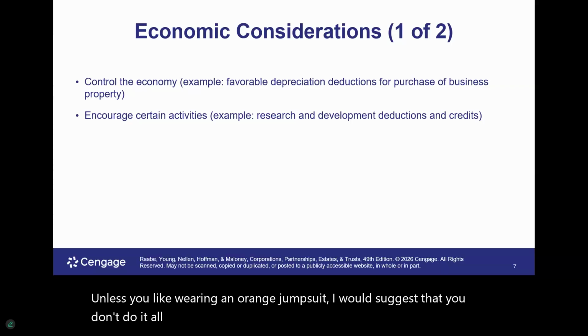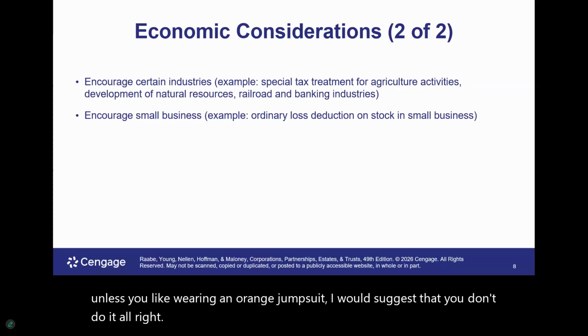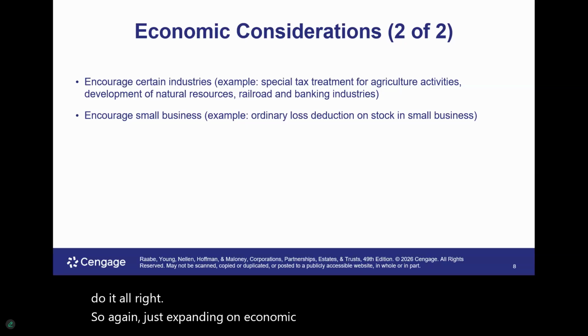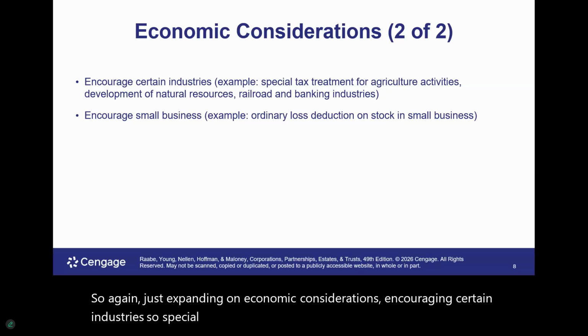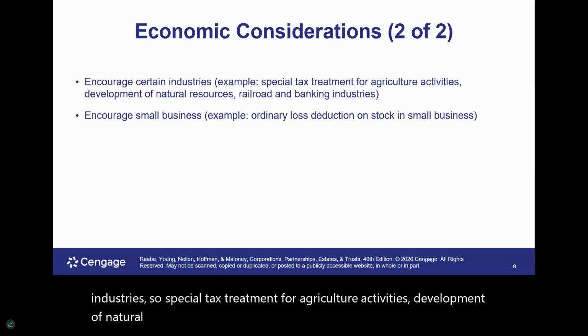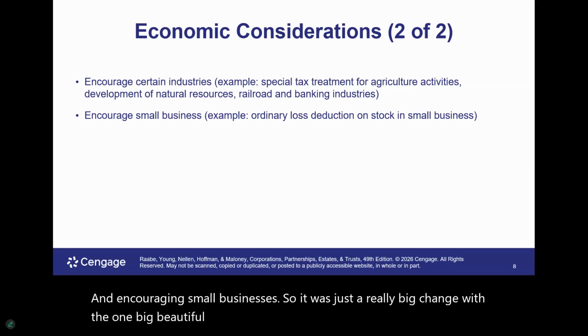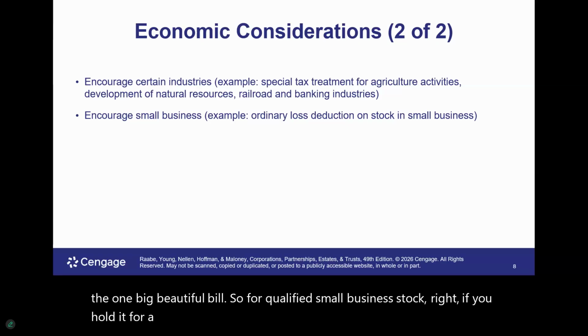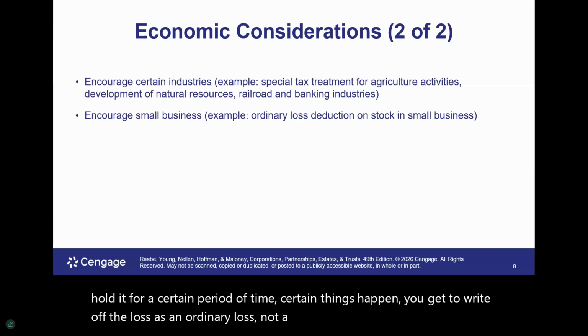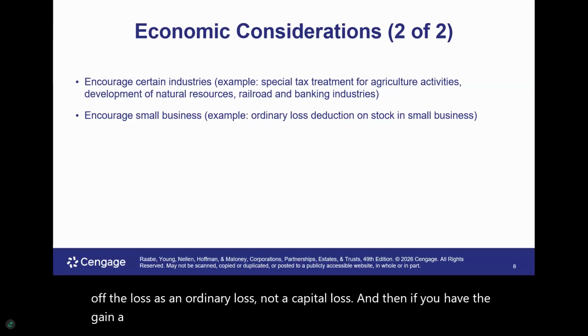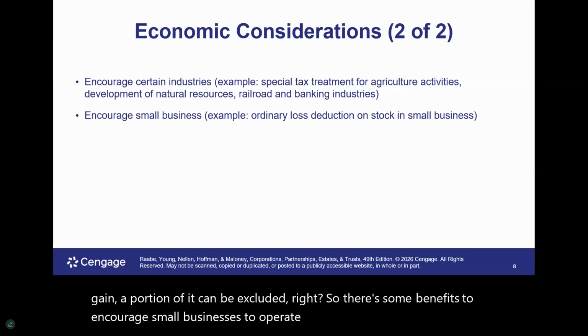All right. So again, just expanding on economic considerations, encouraging certain industries: special tax treatment for agriculture activities, development of natural resources, railroad and banking, and encouraging small businesses. There was just a really big change with the One Big Beautiful Bill. For qualified small business stock, if you hold it for a certain period of time, certain things happen. You get to write off the loss as an ordinary loss, not a capital loss. And if you have the gain, a portion of it can be excluded. So there are some benefits to encourage small businesses to operate as a C corporation.